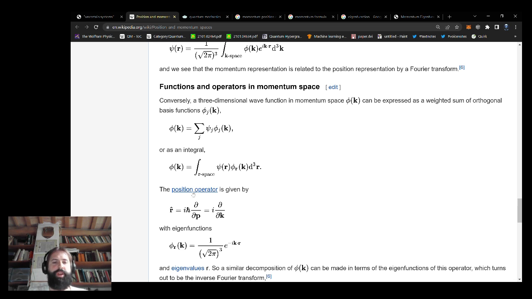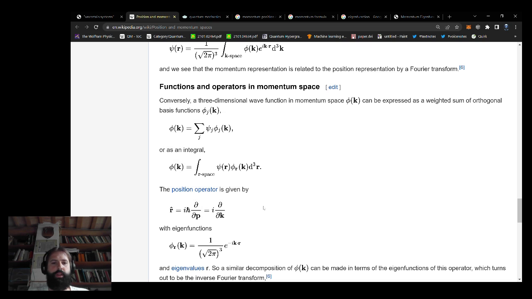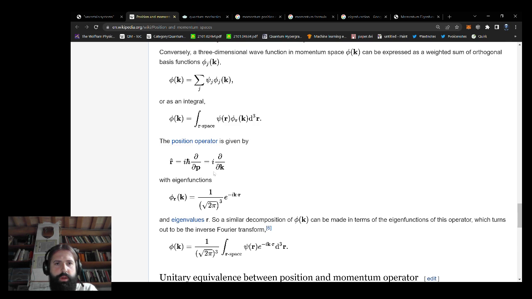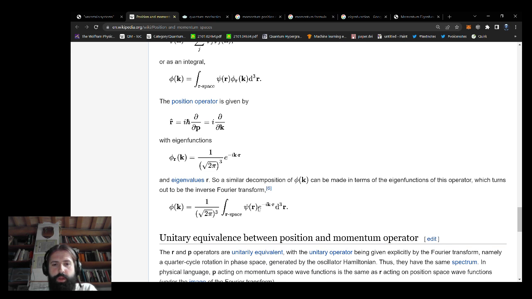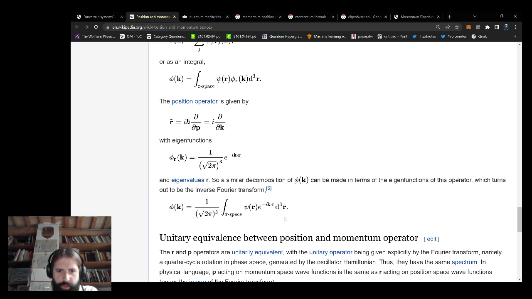You take the position operator and find the eigenfunctions of it, and then express. So these are the eigenfunctions, and what you're saying is that this turns out to be the inverse Fourier transform. E to the minus ikr, and that's where this comes from, because this is basically the eigenfunction times this thing here. So this is where this is coming from.